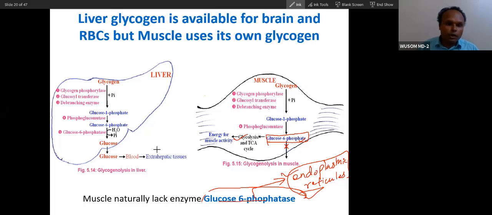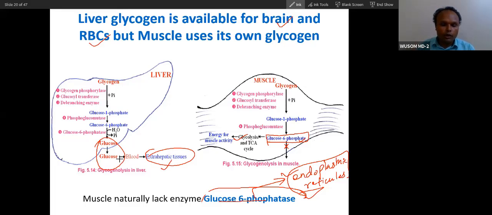So it is an endoplasmic reticular enzyme. It is not a cytoplasmic enzyme. So here it is present. This enzyme is normally present, and that is why glucose 6-phosphate will be able to convert into glucose. And this glucose, as you know, is very permeable, and that is why it will come out of the cell and join the bloodstream and reach extrahepatic tissue like brain and RBC and cornea, lens, renal medulla.